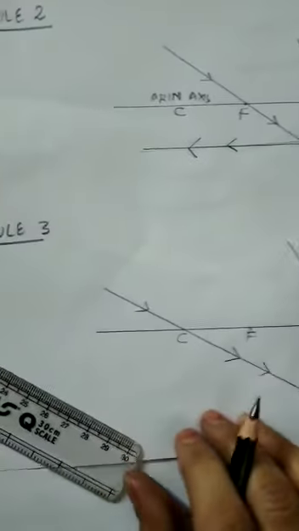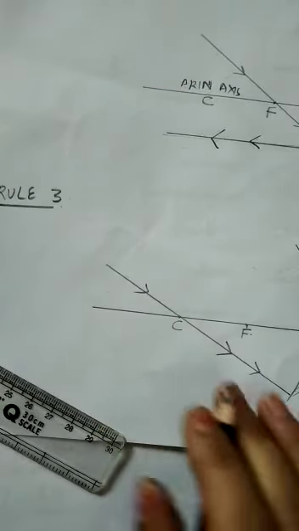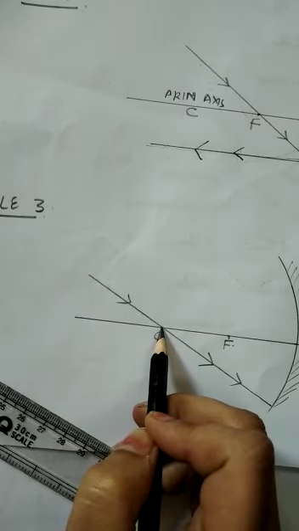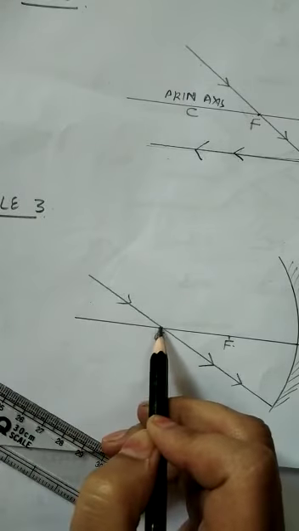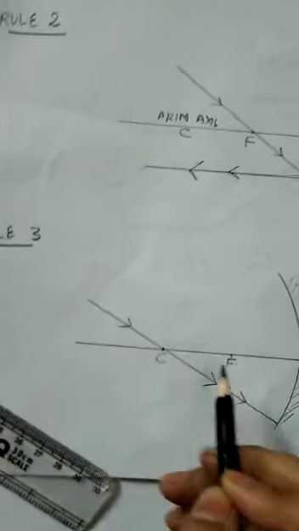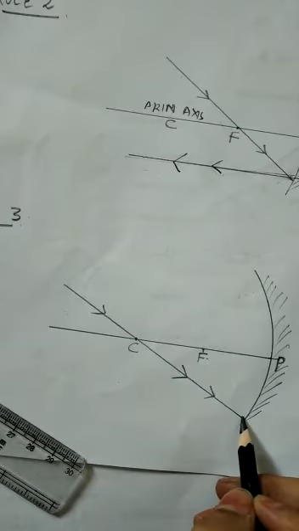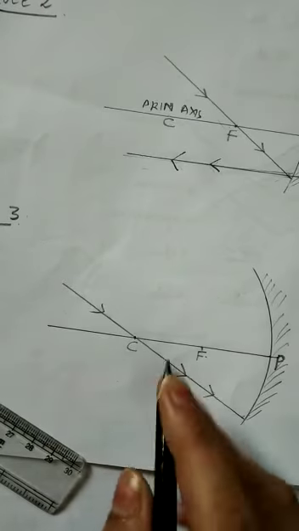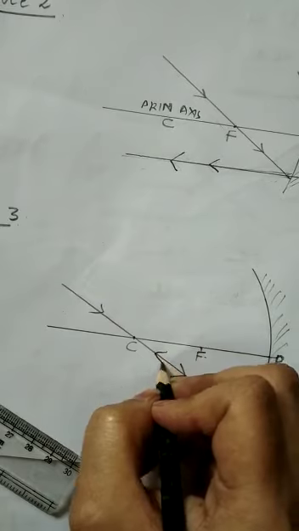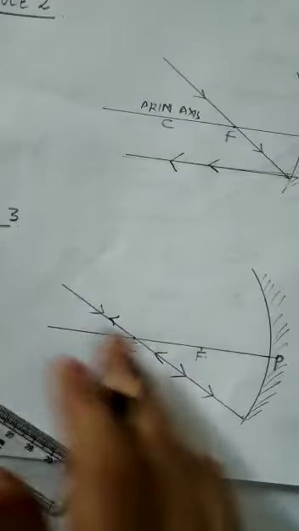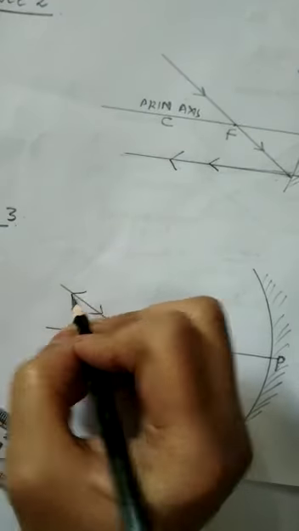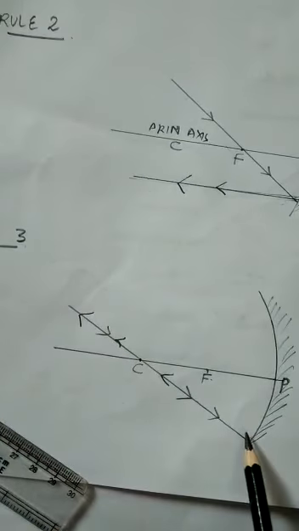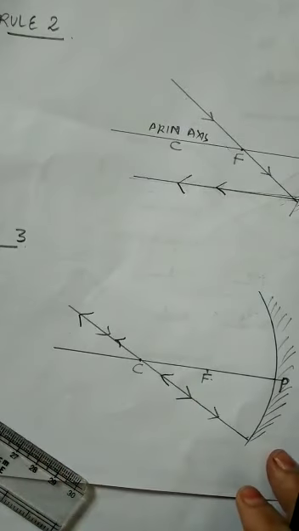The third rule states, this is rule number 3. Any incident ray of light which is passing through the center of curvature, any incident ray of light which is passing through this point center of curvature, when it falls over here on the reflecting surface of the concave mirror, where it will go? It will retrace the same path. It will go back like this way. It will retrace the same path. It will travel back the same path it goes. So any incident ray of light which is passing through center of curvature, it travels the same path. It retraces the same path.